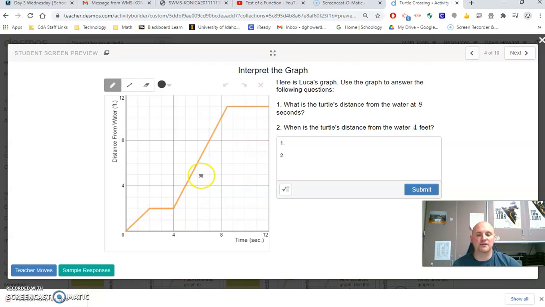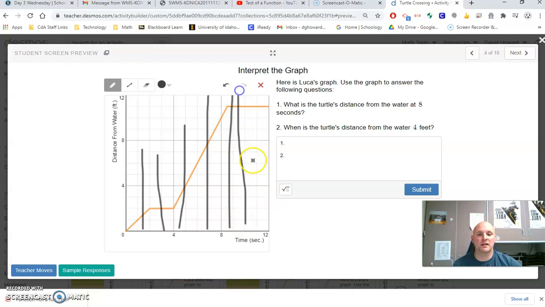And all these functions, if you notice, all these graphs are functions, because if I draw a vertical line through these, how many times do I hit it? Well, I only hit it once. That means one input, one output. So these are all functions.